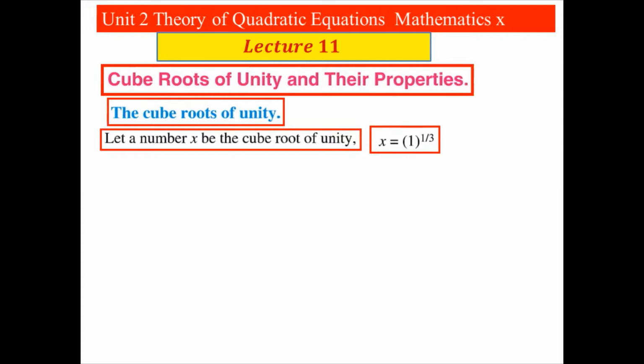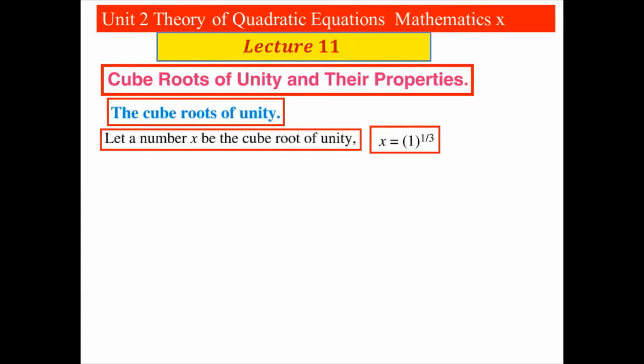Unity means 1. So since x is a cube root of unity, x is equal to 1 raised to power 1 by 3. Now we can take cube on both sides. When we take the cube on both sides, the left hand side is equal to x cube and the right hand side will be equal to 1. So it means x cube is equal to 1.